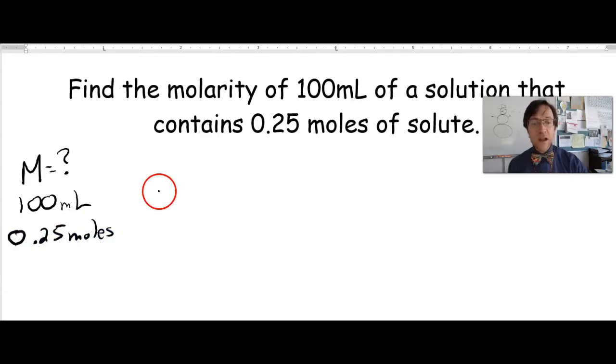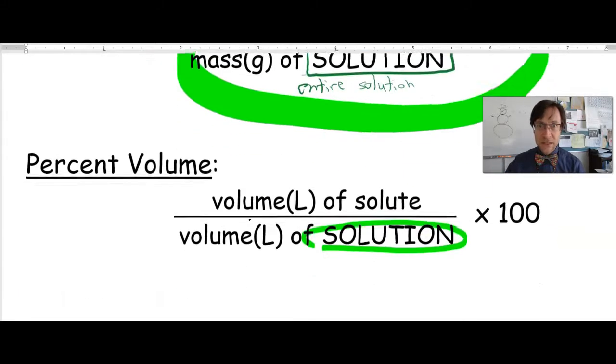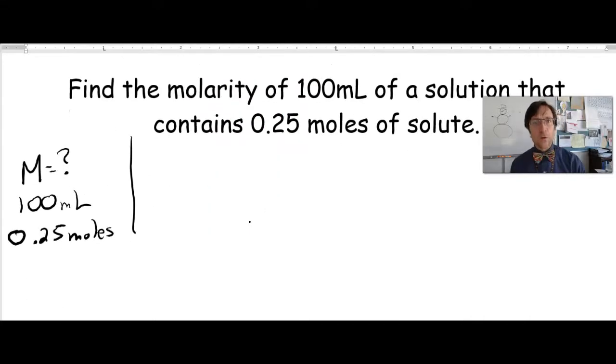Okay, so what equation could we possibly use that uses molarity, milliliters, and moles? Milliliters? That's not good, right? Because if you recall, molarity says that we must be using liters, not milliliters. If you use milliliters, the answer is going to be weird. So we're going to use the metric system and move the decimal place 3 times. 1, 2, 3. So it'll be 0.1 liters. That's why we like the metric system.